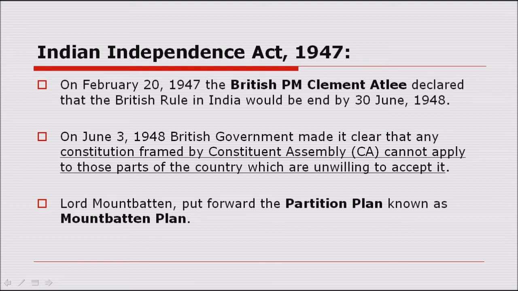So there is a condition in the independence of India. First they are saying that a Constituent Assembly has to be formed for the framing of the Constitution of independent India, and they are also saying that the provisions of the constitution will not be applied to those parts of the country which are unwilling to accept it. Lord Mountbatten, the last Viceroy of India, put forward the partition plan known as the Mountbatten Plan. So along with the independence of India also came the partition of India.